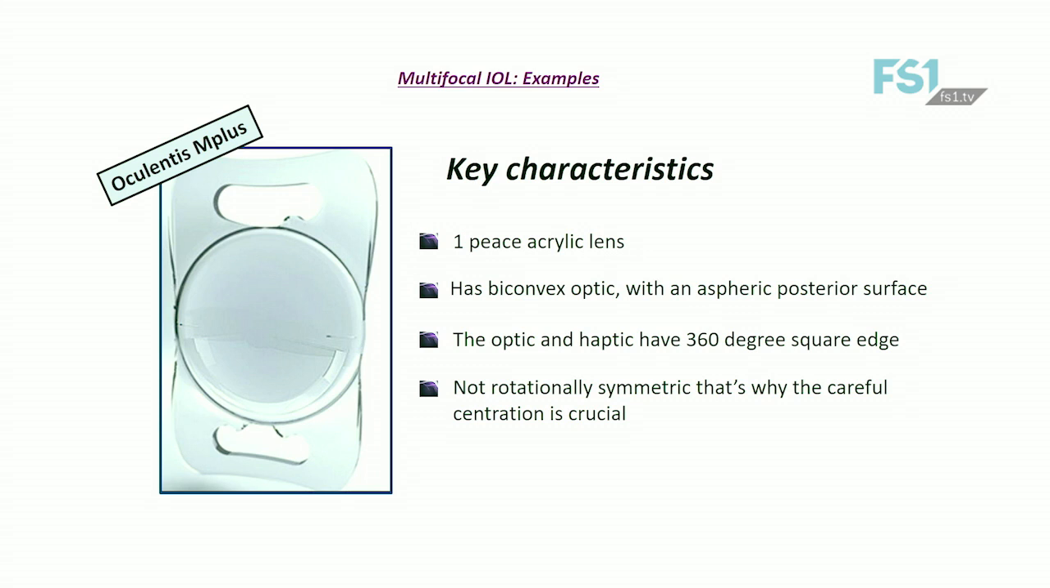Which means that if the lens is not properly centered, it will cause problems with visual function later. Centering problems may occur due to issues with the capsular bag or because the lens is not centered properly with regard to the pupil. So it's really important to center this lens properly.